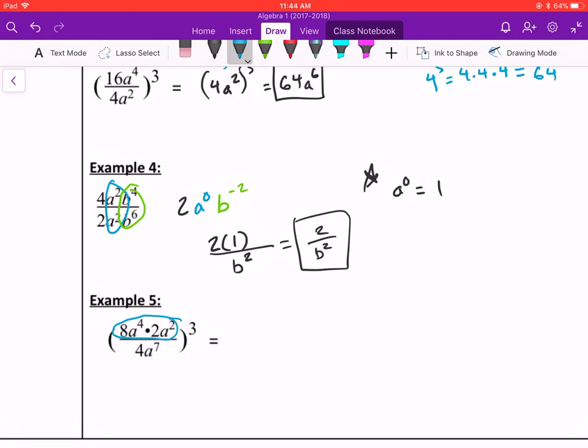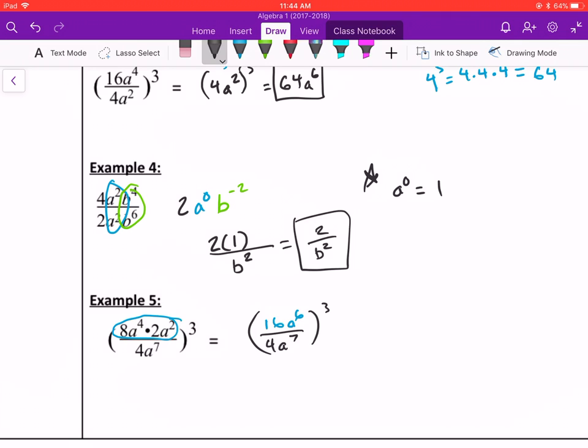Multiply the numbers. 8 times 2, excuse me, would give you 16. All right, a to the 4th times a squared. We're going to leave the a, but we add the exponents when we're multiplying the terms, right? So 4 plus 2 is going to be 6. And let's write the rest of the problem. We've got to divide by 4a to the 7th, raised to the 3rd.